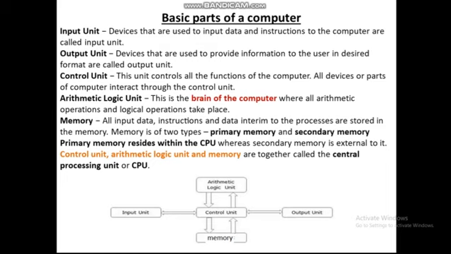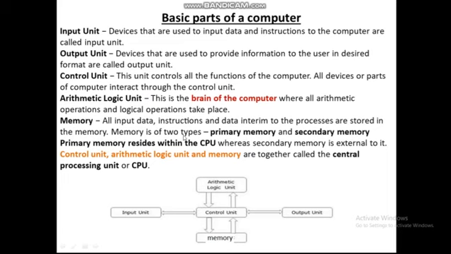Now, what are the basic parts of a computer? As we said, a computer needs an input unit, it needs an output device, and it needs a CPU, central processing unit. The central processing unit consists of the arithmetic logic unit, control unit, and memory. All these three together we call the CPU. So input unit, CPU, and the output unit. And the arithmetic logic unit is the brain of the computer.